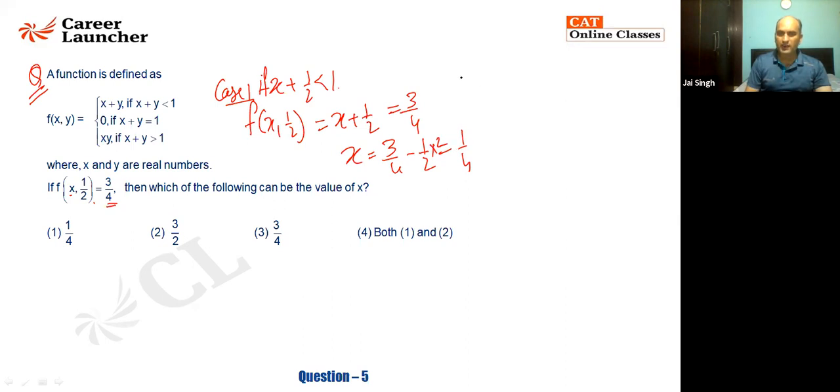So is it satisfying that x plus half is less than 1? Yes, it is 1 by 4 plus half. I'll say it is 3 by 4, which is less than 1. So I'll say yes, it is correct. The first one is satisfying here. The value of x is coming out to be 1 by 4. Done. Let's talk about the second one.